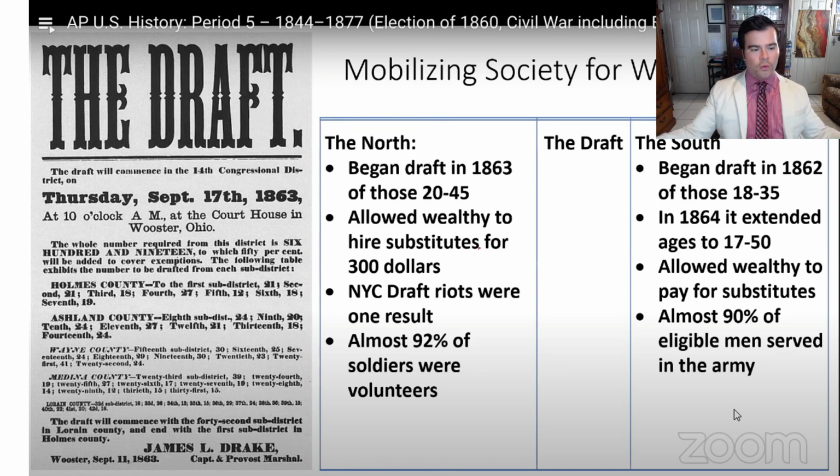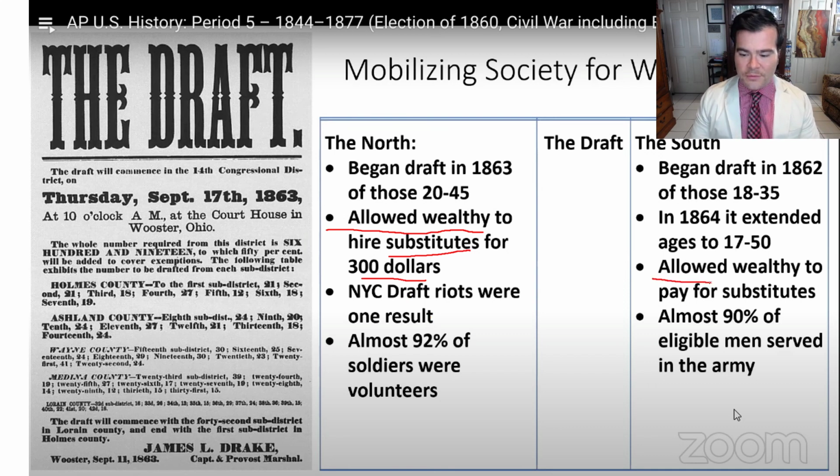So the whole society in America is going to have to get into the war. They're going to have the draft in the North and in the South. They're going to have a lottery, but in the North, you could pay for a substitute for $300. So if you're rich, you could be like, hey, poor homeless man, here's $300. Go fight for me instead.